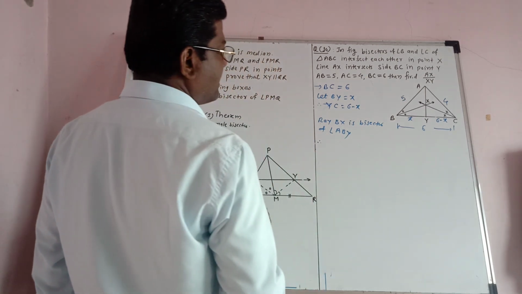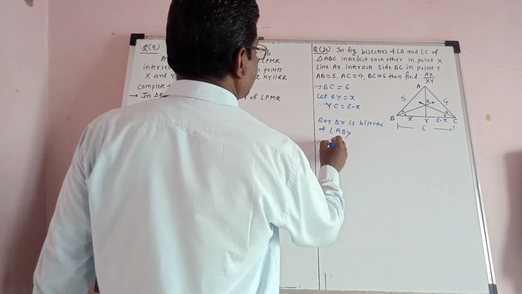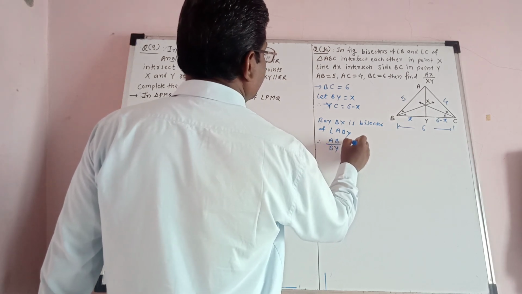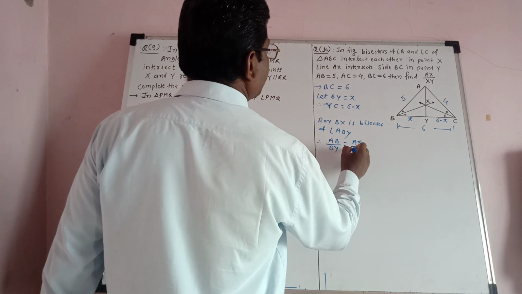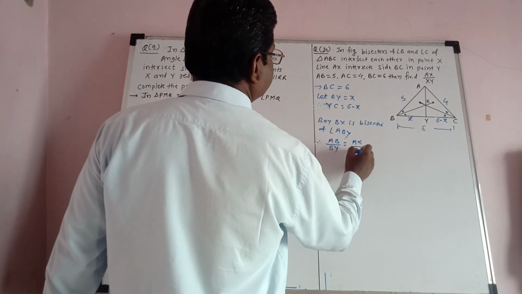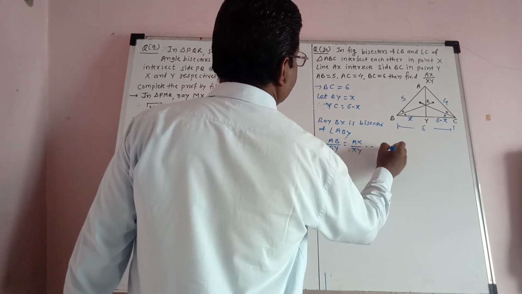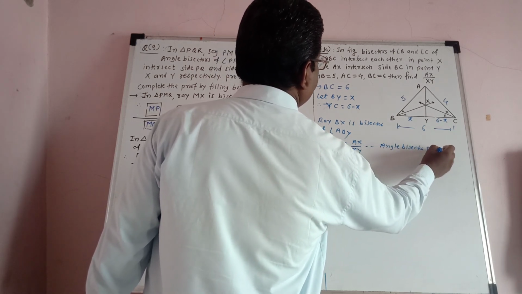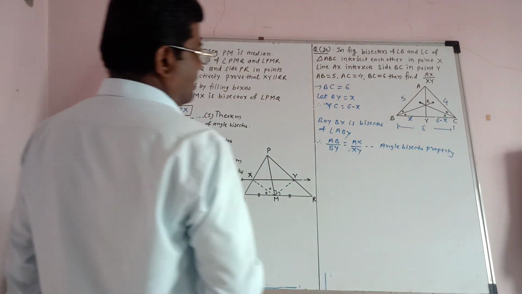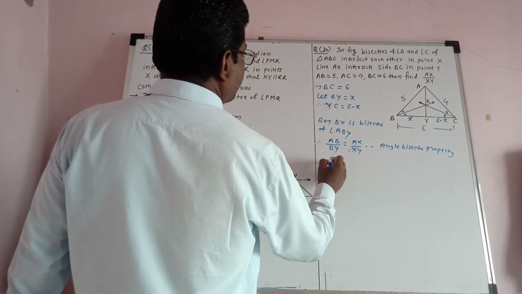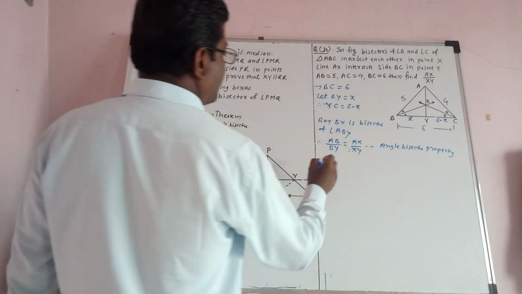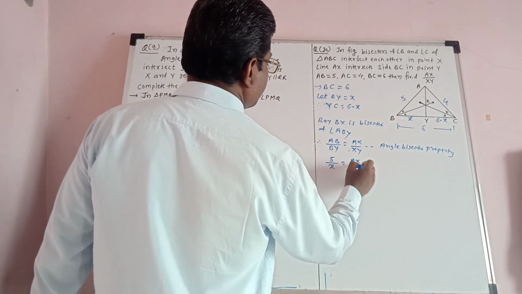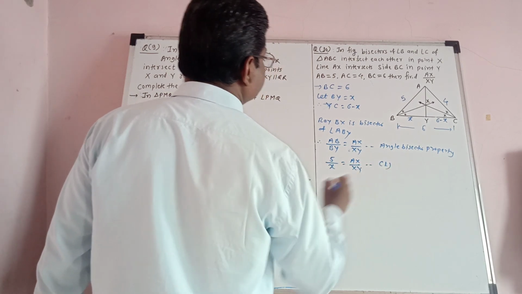Therefore, we can write here the angle bisector property. AB upon BY is equal to AX upon XY. AB is equal to 5 and BY is equal to x, so 5 upon x is equal to AX upon XY. This is equation number 1.